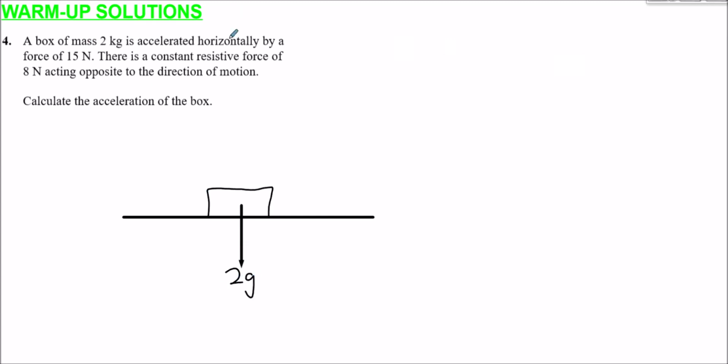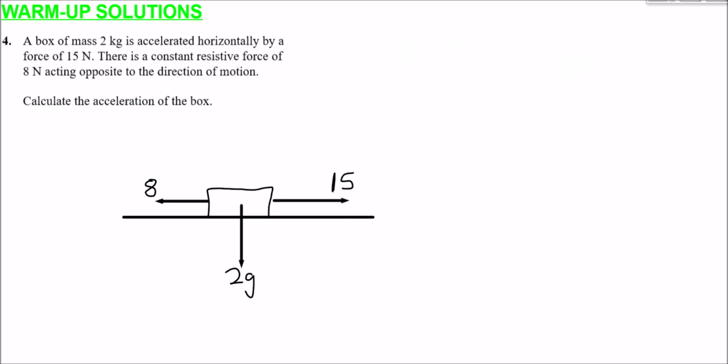It's been accelerated horizontally by a force of 15 newtons. So presumably there's a force here acting horizontally of magnitude 15. There's also a constant resistive force of 8 newtons acting opposite to the direction of motion. So possibly it's a frictional force, who knows? There's a force opposing the 15 of size 8. Calculate the acceleration of the box.